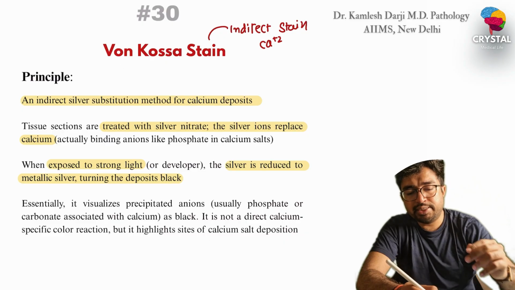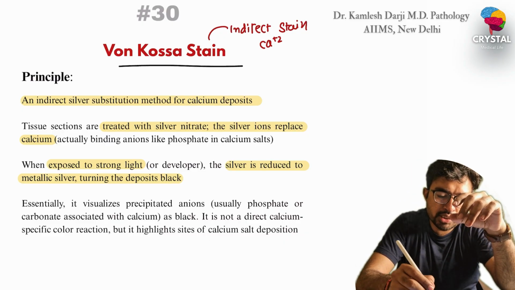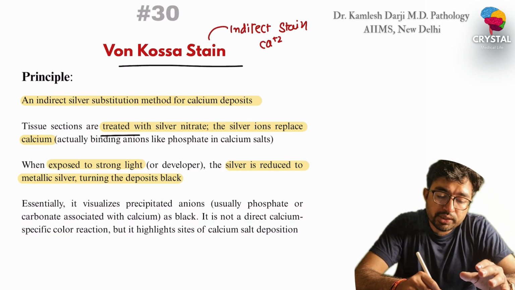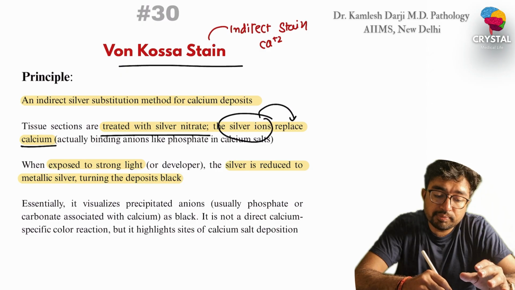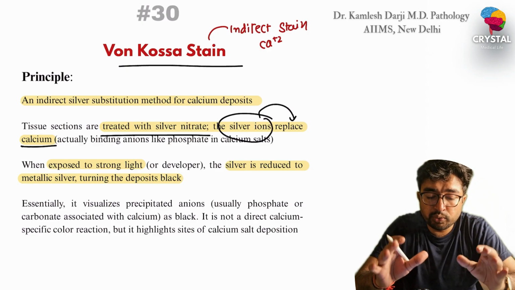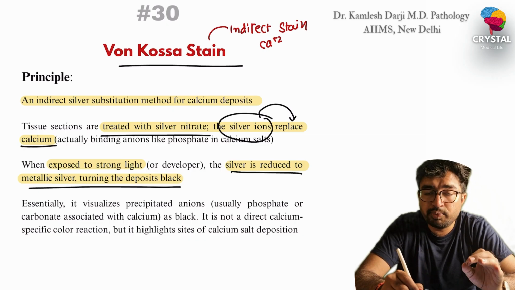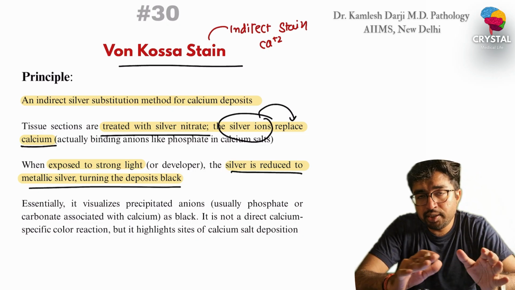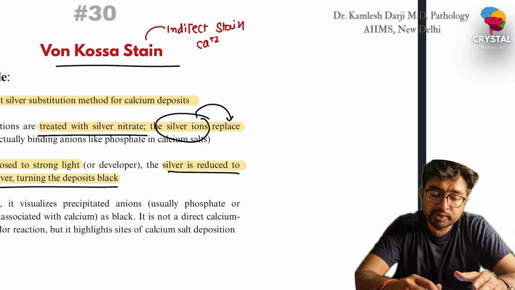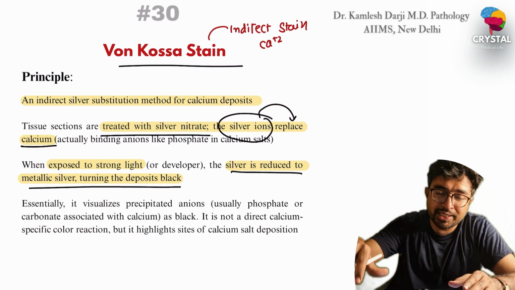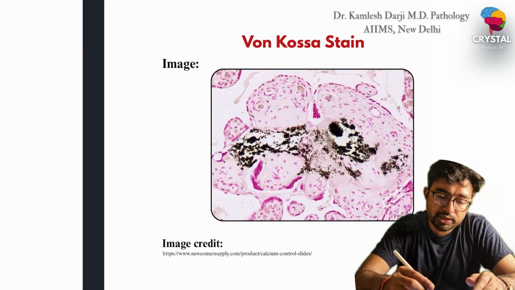So now for calcium, we have two stains. First one is the indirect stain, which is the von Kossa stain. Here we treat tissue with silver nitrate, and the silver ion replaces the calcium. And when you expose it to strong light, the silver reduces to metallic silver, turning the deposit black. So earlier there was calcium, but now there is silver. So you have to interpret that these silver areas were earlier calcified areas. So you will see like this.